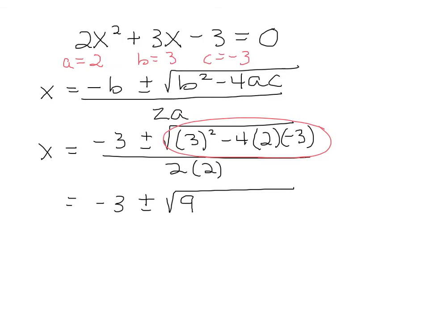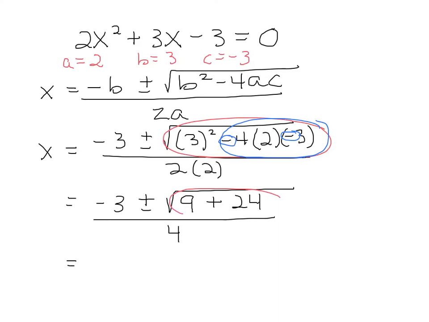And then we'll take a look at these three terms. So we have, again, a negative and a negative being multiplied to get us a positive. So this is going to turn to a plus. 4 times 2 is 8, times 3 is 24. All over 2 times 2 or 4. And we'll continue working under the radical, adding our 9 and 24. And we get negative 3 plus or minus square root of 33 over 4.